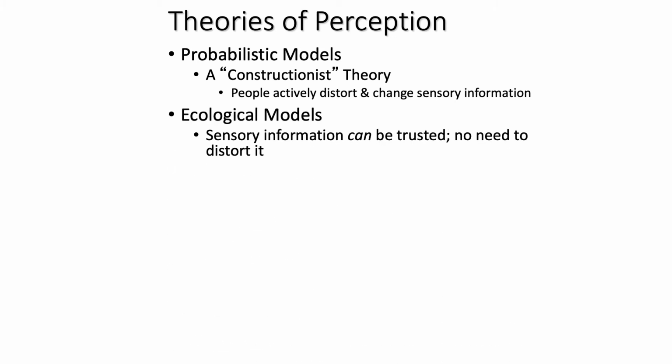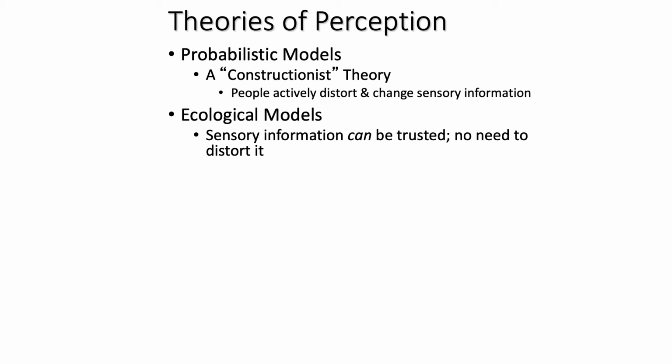On the other hand, there's a school of thought called ecological models that say that, in fact, we can trust sensory information and that there is no need to distort it. The information the world gives us is reliable in and of itself, and we don't really need to do anything about it. So if I'm in this camp, I will say that survival wouldn't be possible in a world of probable stimuli. If I'm looking both ways before I cross the street, I need to know if a car is coming or not. If I'm just making a judgment that probably there's no car coming, pretty soon I'm going to be removed from the gene pool.